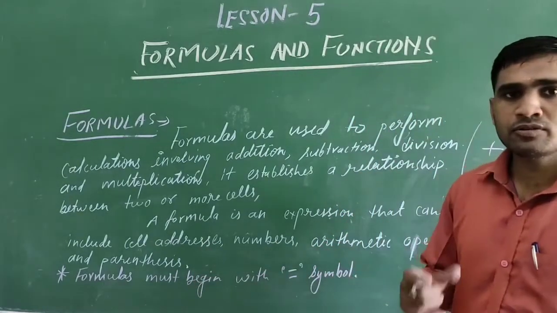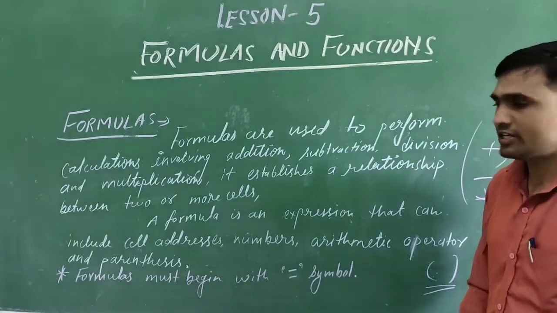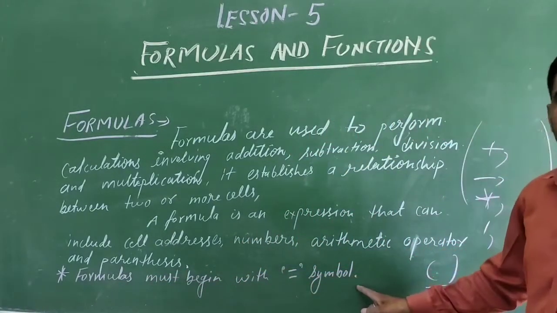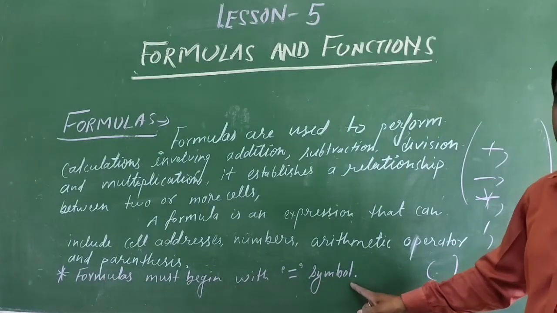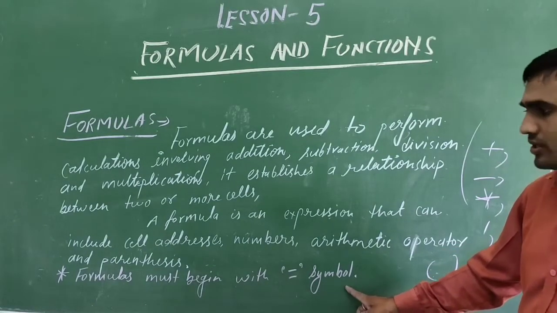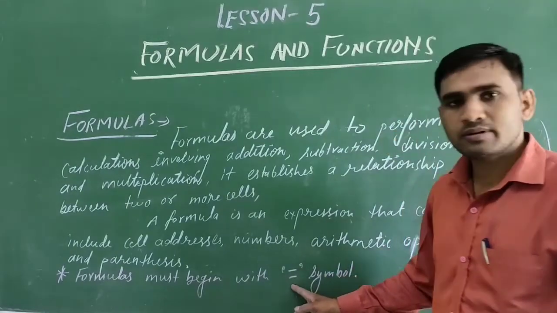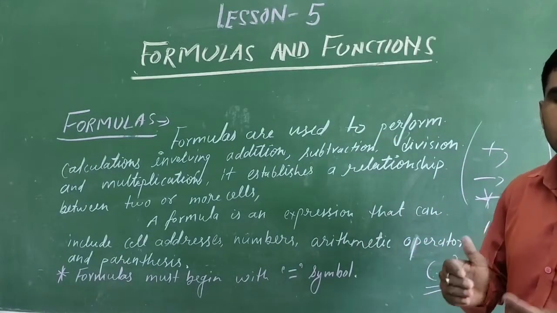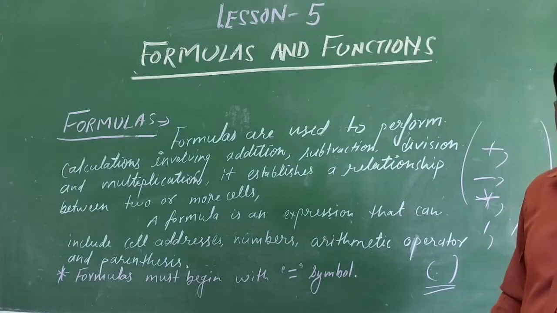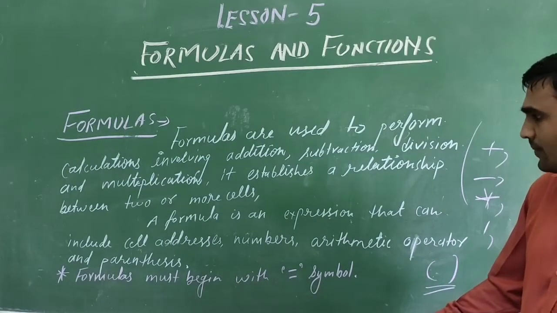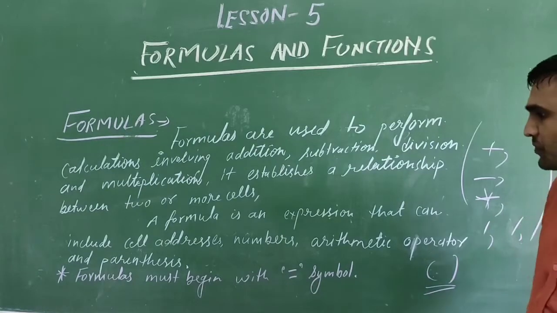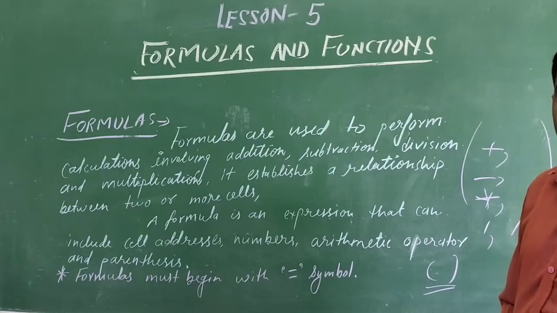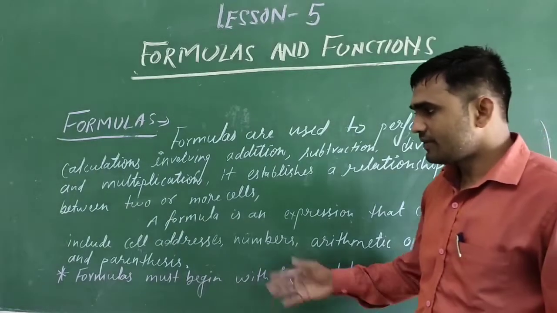When we use a formula in an Excel sheet, it's very important that formulas must begin with the equal symbol. So if we are using a formula in Excel, first of all we need to type the equal sign. Before the expression we need to use the equal sign. After that we can perform the formula operation. After that we can use cell addresses, numbers, operators and parentheses.